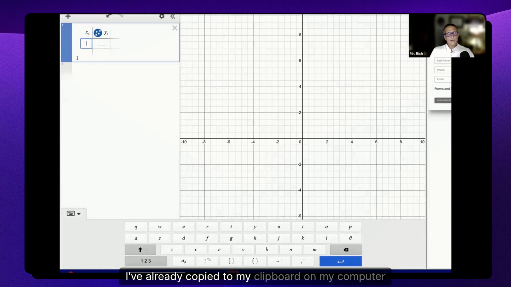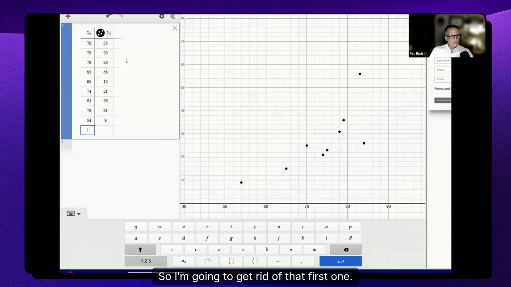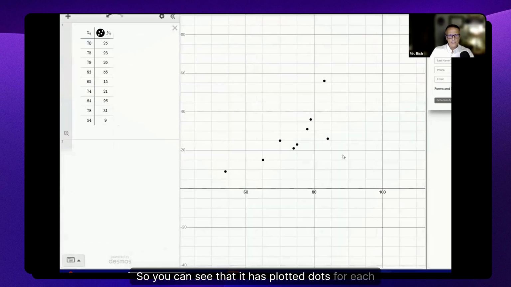I've already copied to my clipboard the data for the temperature and ice cream, so I'm just going to hit paste. And it did paste it into a separate table, so I'm going to get rid of that first one. So this is the table of data. You can see that it has plotted dots for each of those ordered pairs. And it kind of looks like, yeah, there's an upward trend, right?